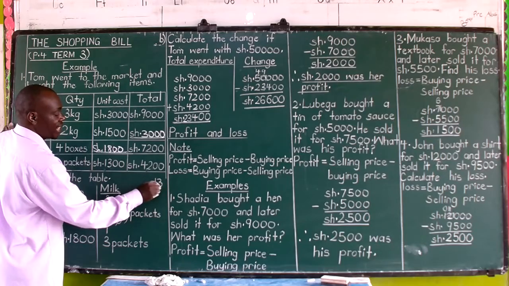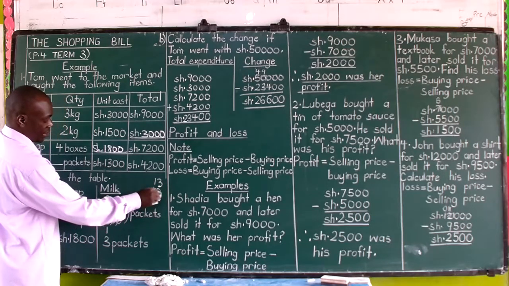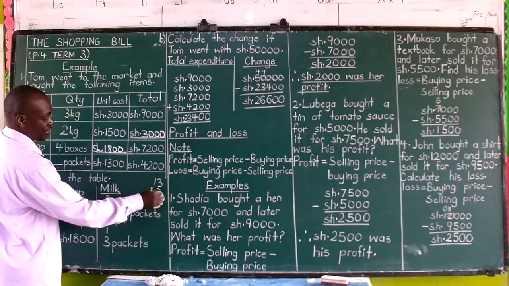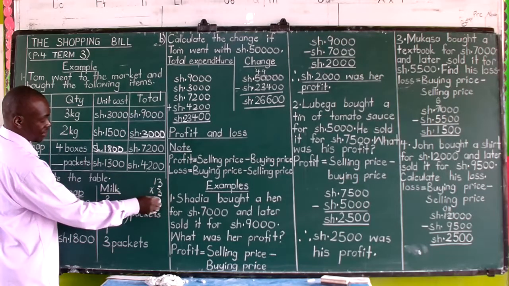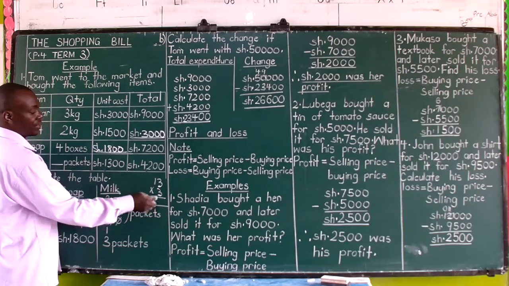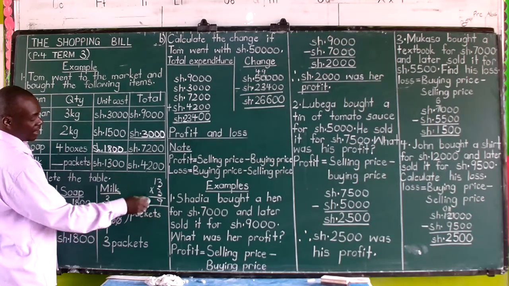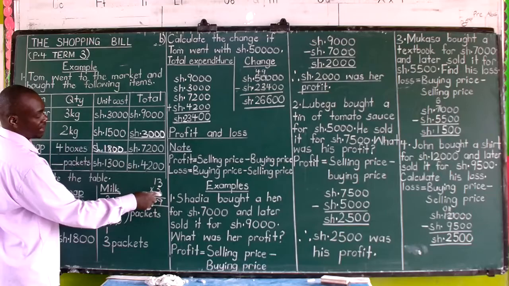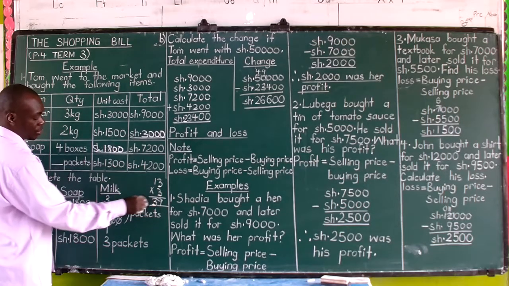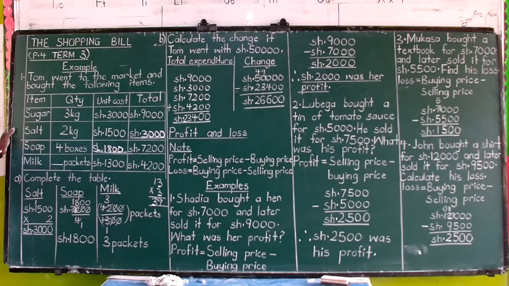Let us see. 13 times 3. So let's see: 3 times 3 is a 9. And here we've got 3 times 1 is a 3. So here I've got 39. So meaning there's a remainder. So the packets are fully 3.